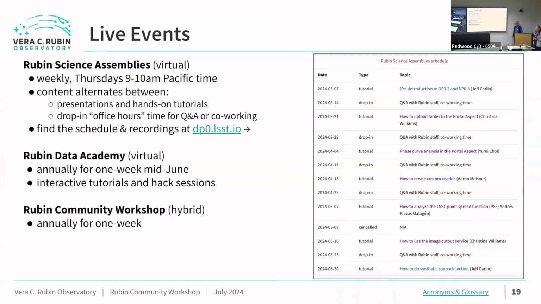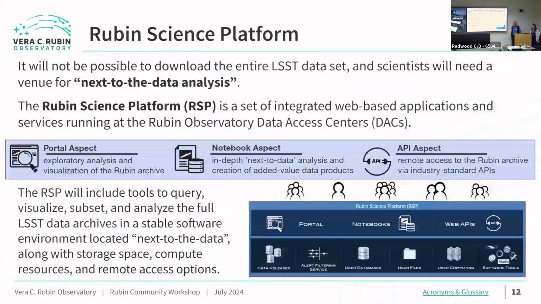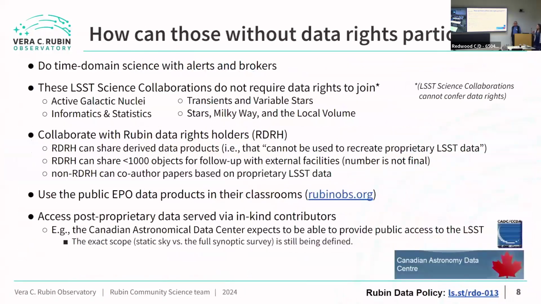Also, can you please elaborate a bit about the sharing part too with the non-data rights holder, the data sharing part? It was not clear for me how it works. Yeah, I mentioned it only quite briefly. Let's see, we'll go back to here. So the sharing part, here I would recommend the Rubin data policy is available at ls.st/RDO-013. And that's where you'll find, like, you can share this many objects, but the number is not final. There you'll find more details about sharing. So better to go there, and then let me know if you have questions on it. Thank you. Okay.